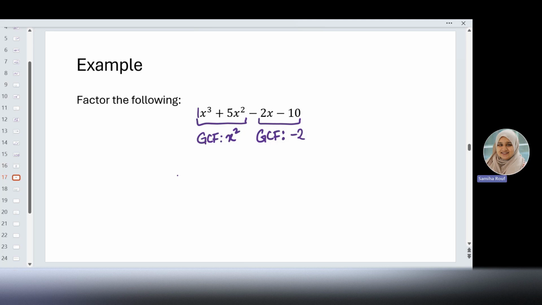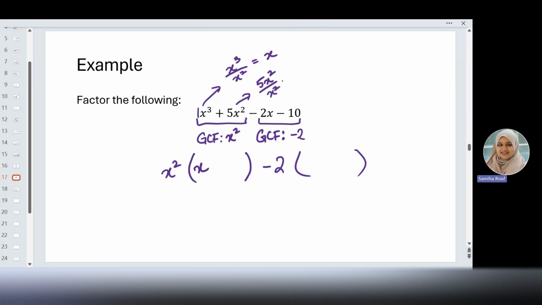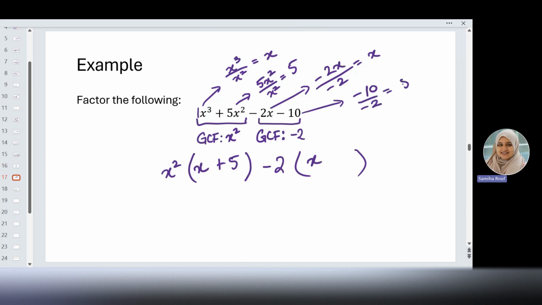Okay, so now I'm going to write this as x squared. And then here I'm going to write the -2. So what's happening? I'm taking this x cubed and dividing it by x squared to get x. Here, I'm going to do 5x squared divided by x squared. That leaves me with 5. Here, I have negative 2x divided by negative 2. That leaves me with my x. Here, I'm going to have negative 10 divided by negative 2. Leaves me with 5.